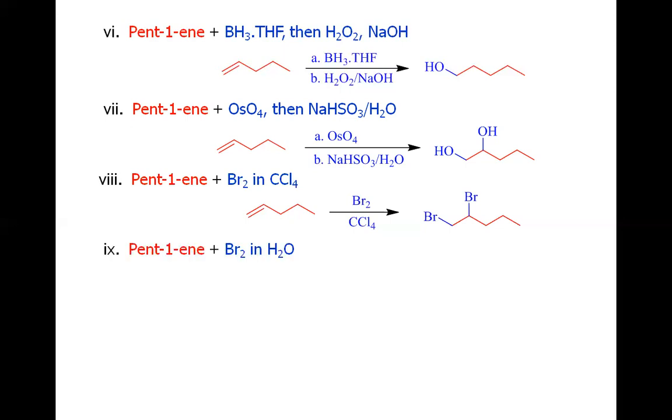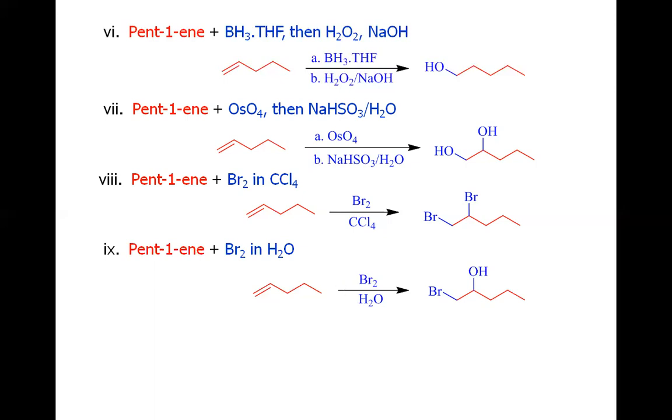However, if we simply replace the carbon tetrachloride solvent with water, what will happen? This time we will not end up with the dibrominated alkane. Rather, we will have one bromine replaced with the hydroxy in the product. So this is called the bromohydrin, because we have the bromo and the hydrin as well. So we have formed the bromohydrin molecule. How did it occur? Again, this thing is hidden in the mechanism.